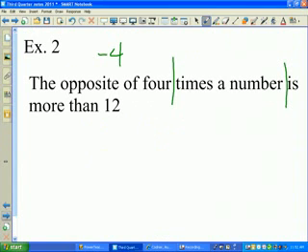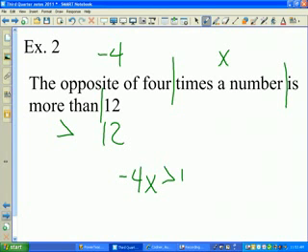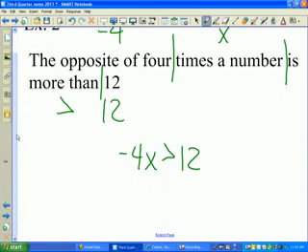times a number. So we can think of any number, so we can use x. So that means I'm taking that x and I'm multiplying it to my opposite of 4. Is more than. So I have my greater than symbol, and then I have my 12. So when you read it, try to break it up into parts. If I put this whole thing together, I should have negative 4x greater than 12. So let's go ahead and solve.